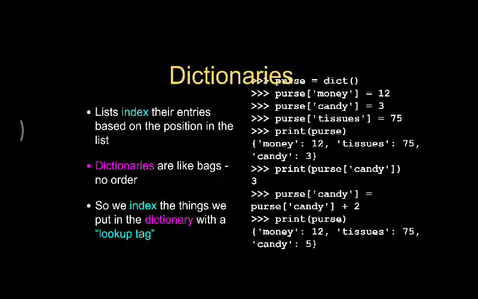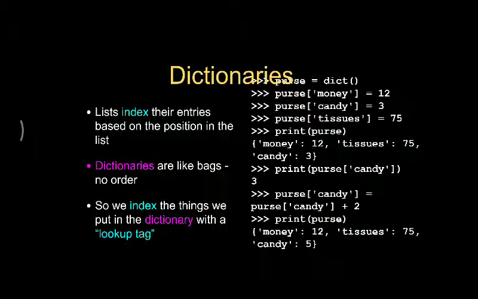purse equal to dict() will create an empty dictionary. Then purse of money, where money represents the key, is equal to 12. Purse of candy equal to 3. In dictionaries we create our own indexes. Purse of tissue is equal to 75. Print purse, and it will print the dictionary: money has a value 12, tissues has a value 75, candy has a value 3.